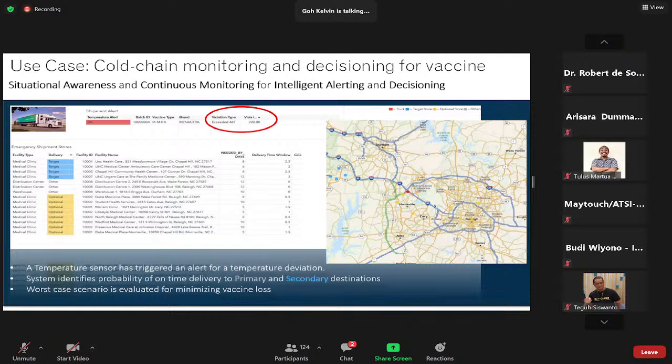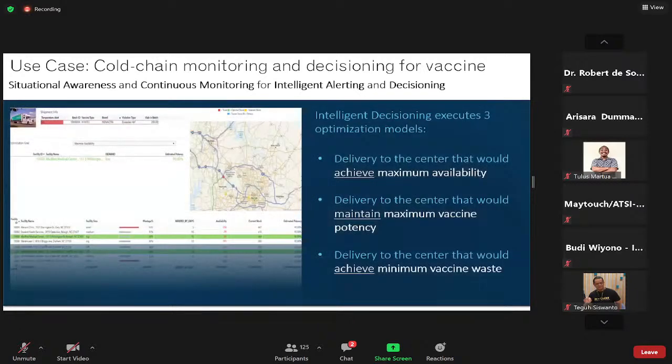Okay, so the next thing to do is to look into the kind of computation or fulfillment you are after. Let me explain further with the next slide. In this design, in order to look into the different decisions that can be made once the alert is triggered, we are after three different optimization capabilities, or three different optimization models.